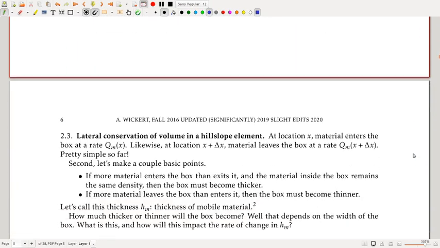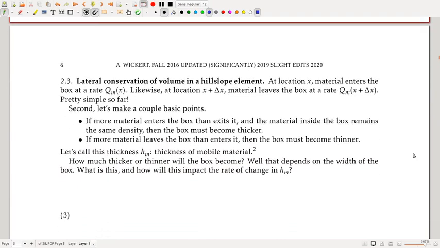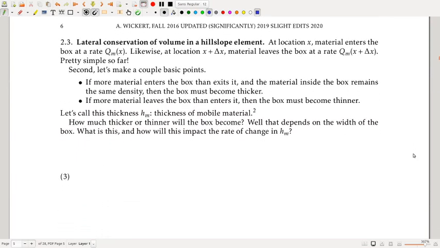And so, in particular, let's think about this lateral conservation of volume in a hillslope element. So thinking about those inputs and outputs. So at some location x, and in fact, to make this consistent with our figure, I've got to update this to x naught. See, there are going to be a few updates to the notes. So I'm going to x naught plus delta x here. Material is entering the box and leaving the box at these rates, which I'm going to give by little q and little q.